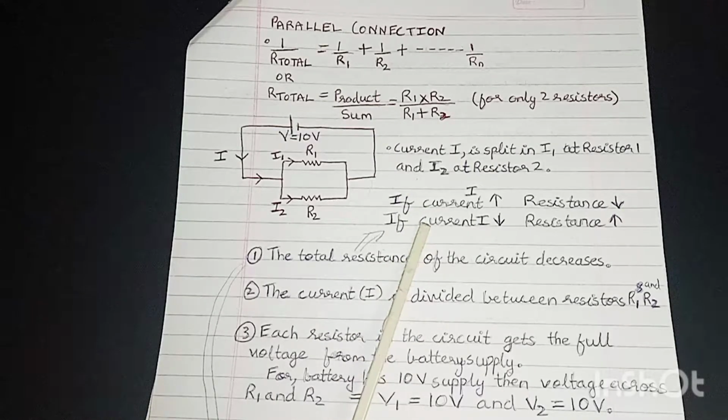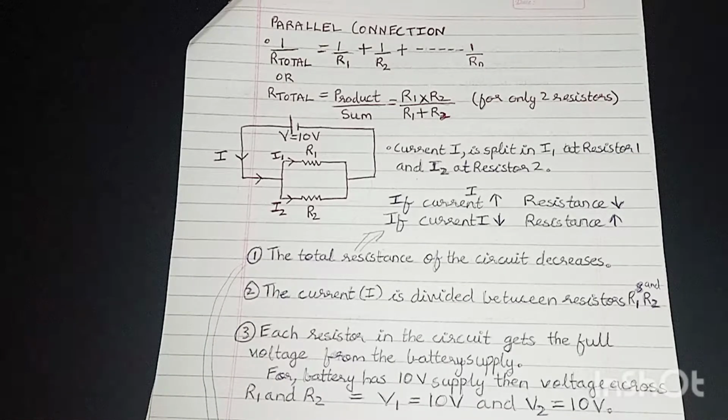If current increases, resistance will decrease. Current and resistance R are inversely proportional. This you need to remember. If current decreases, then resistance increases. Okay, so we'll understand these three concepts in today's video.